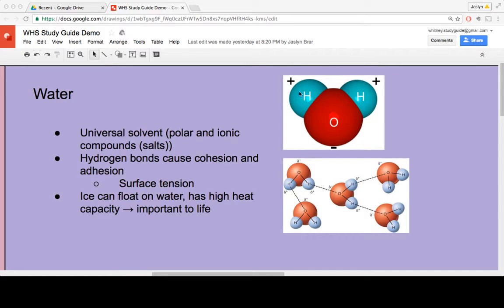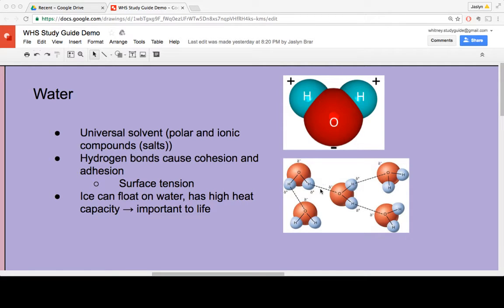And the ears of this Mickey Mouse-like molecule are slightly positive, while the chin is slightly negative. And because of this, water is the universal solvent, meaning that it can dissolve polar and ionic compounds known as salts. And another effect caused by these slight charges on either side are hydrogen bonds. So it's basically the hydrogen of one water molecule is attracted to the oxygen of the other.